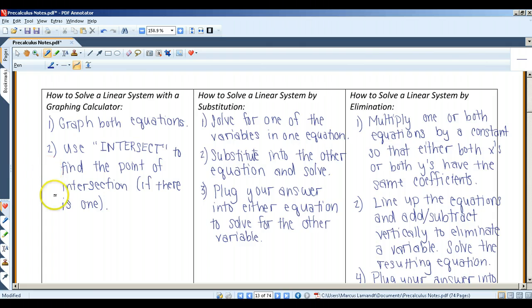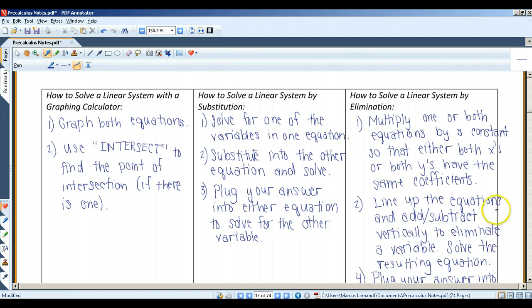There are three methods that you can use to solve a system of linear equations. You could graph it either by hand or on a calculator. If you do it on a calculator, you could use the function intersect to find the point of intersection, if there is one. If you substitute, hopefully you guys remember that you basically solve for one of the variables in one equation, and then substitute that into the other equation and solve. Once you get a number answer, you plug your answer into either equation to solve for the other variable.